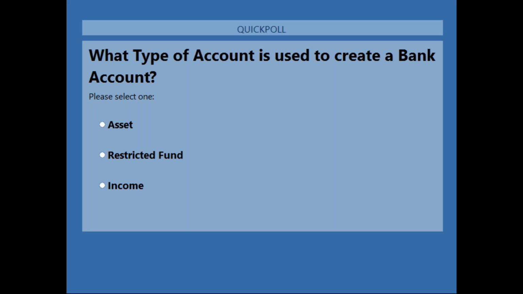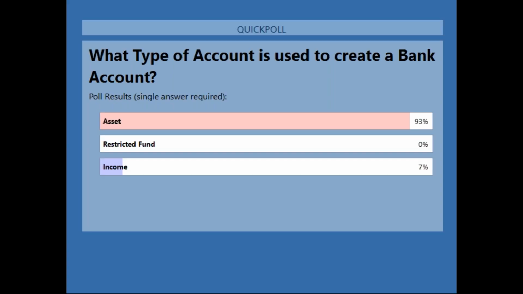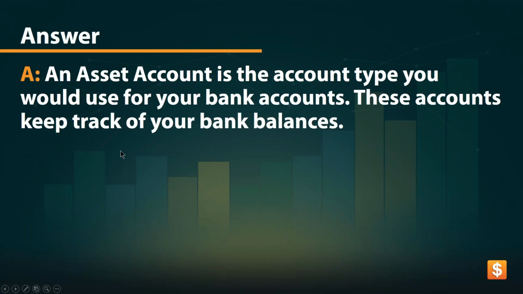Perfect. Okay, so I'll go ahead and close the poll and share the results. We had 93% say asset and 7% say income. So I'm going to hide the results and share the answer. And the answer is A. An asset account is the account type you would use for your bank accounts. These accounts keep track of your bank balances.